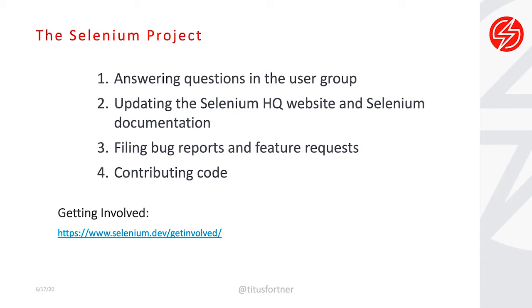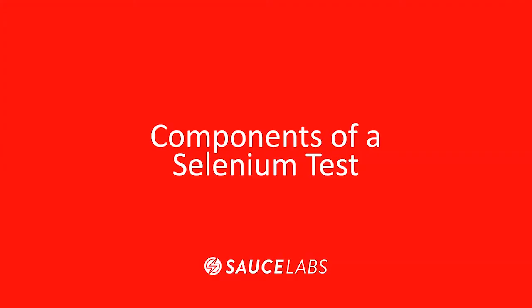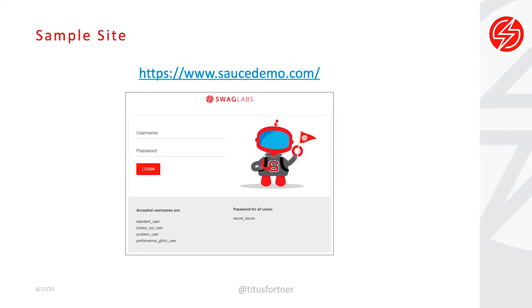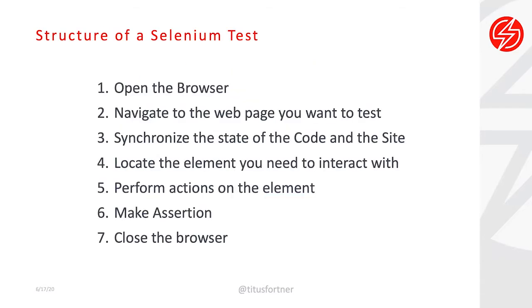All right, now let's get into more interesting things. Components of a Selenium test. So we have a demo site at Sauce Labs that we put together. A Selenium test essentially is comprised of 7 things. And we're not going to put a whole lot of code in this talk just because it's Selenium 101, but we're going to walk through these things just as an overview.